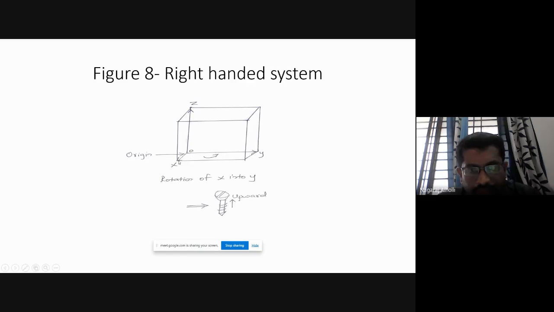Okay. Then if I am shifting this x towards the y, so this is considered as the upward movement of the screw. That is, here I'm shifting in the anti-clockwise direction. The screw is moved in the anti-clockwise direction, so the screw is appearing as if it is moving in the upward direction. So such a system, we call it as a right-handed system.